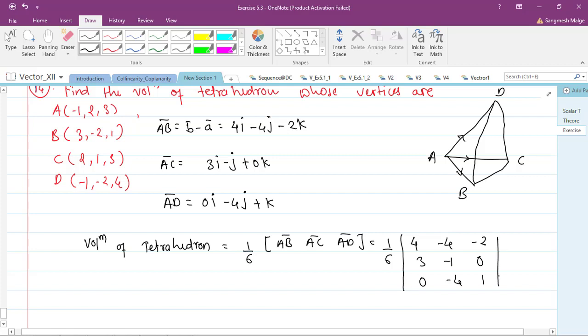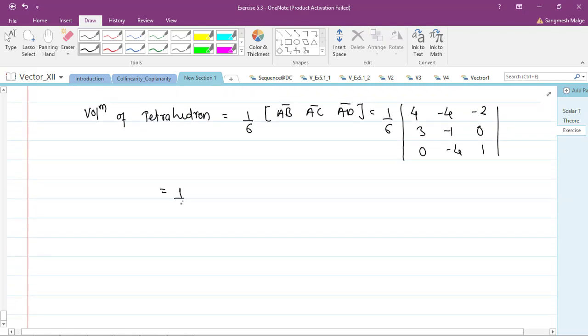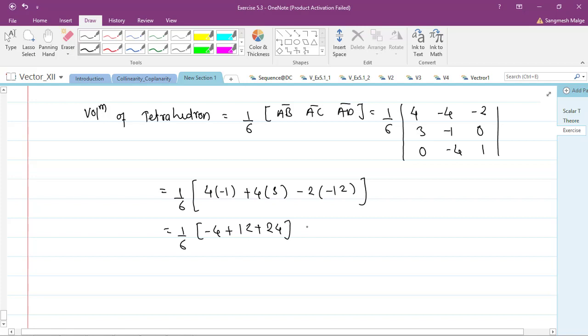So let's solve for this determinant. This equals 1 by 6 into 4 into minus 1 minus minus plus 4 into 3, so plus 4 into 3, and minus 2 into minus 12. So this equals 1 by 6 into minus 4 plus 12 plus 24, which is 1 by 6 into 36 minus 4, which will be 32.